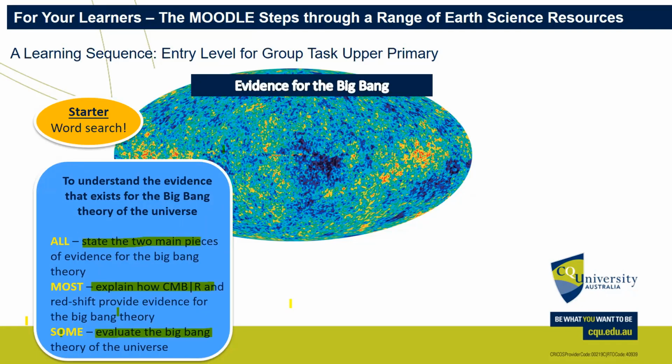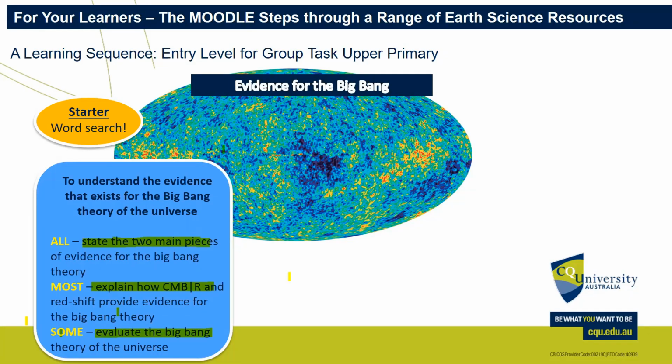Okay, so in that digital card, you should be sequencing the main pieces of knowledge that you want students to gather. And in this case, it may be the two main pieces of evidence for the Big Bang Theory. So you want students to come out of this digital card, this independent inquiry process, knowing at least two main pieces. You want most students to be able to explain how CMBR and redshift provide evidence for the Big Bang Theory. So what are these concepts?